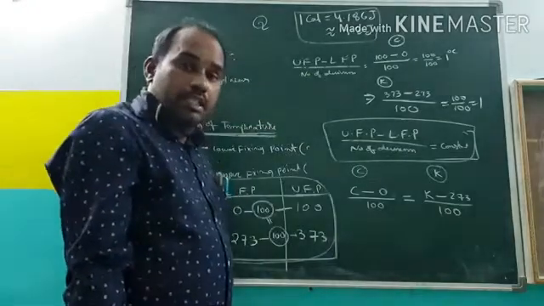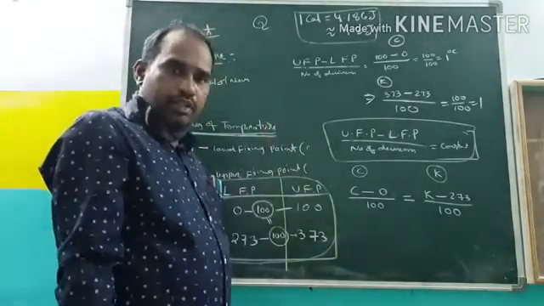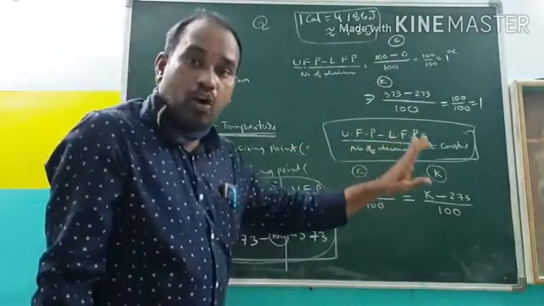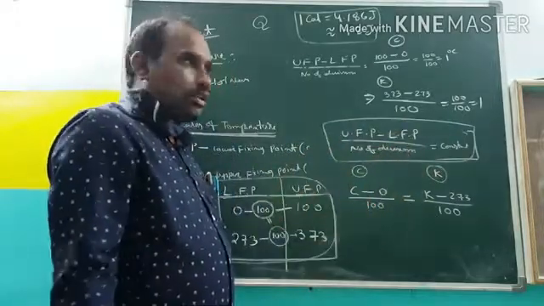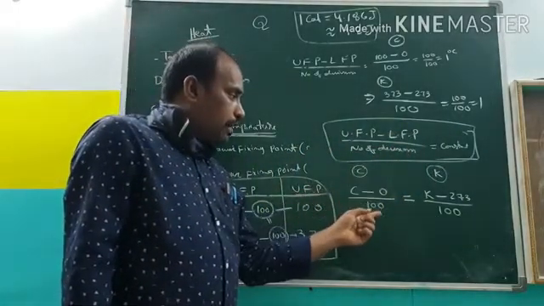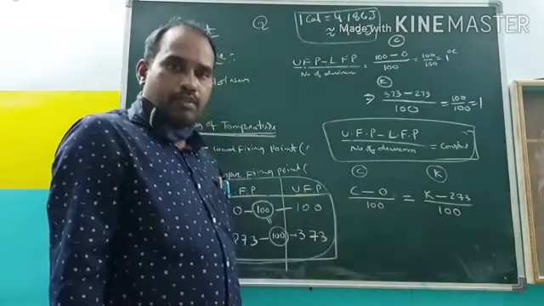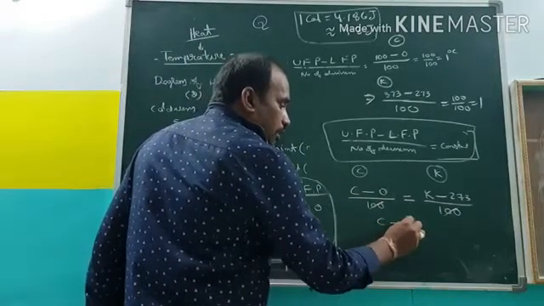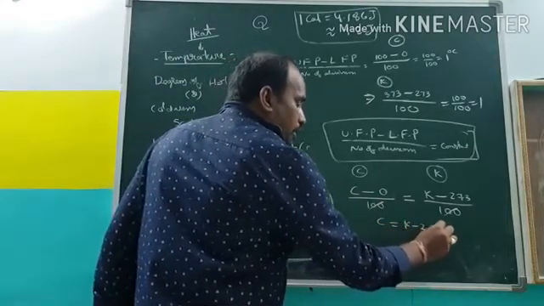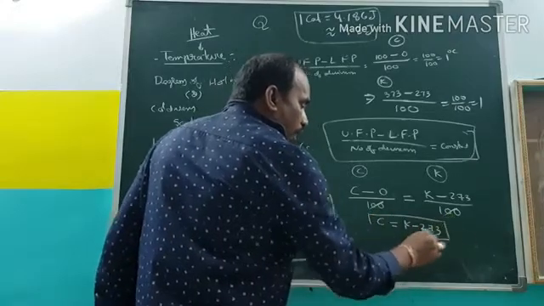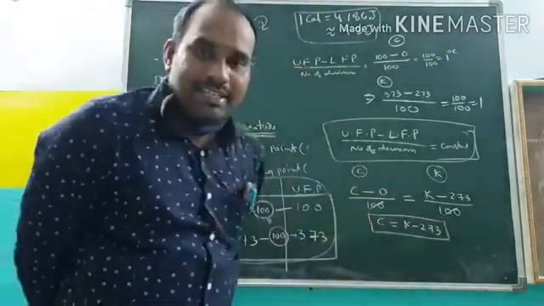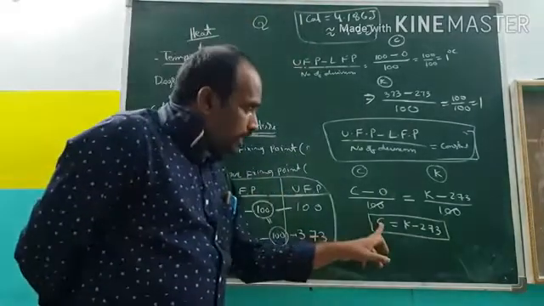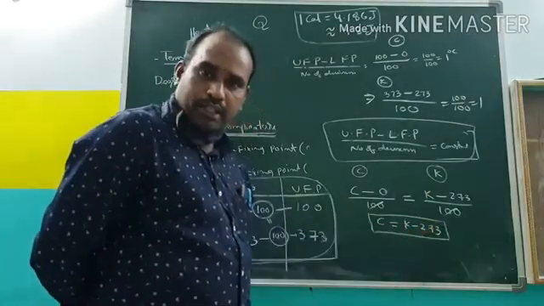What you learned previously: for any scale of temperature, the upper fixing point minus the lower fixing point, divided by the number of divisions, must be a constant, meaning equal. So in the Celsius scale, (C minus 0) by 100 is equal to (K minus 273) by 100. So the 100s cancel, and you get C is equal to K minus 273. So we have a small relation between the Celsius scale and the Kelvin scale.